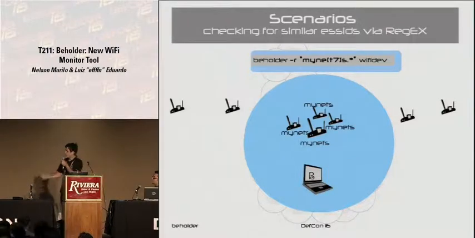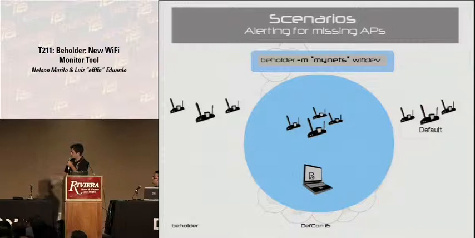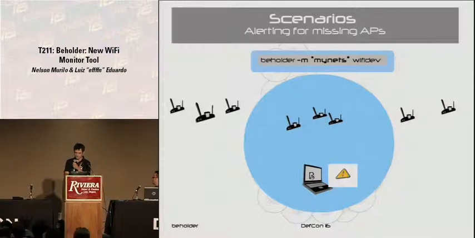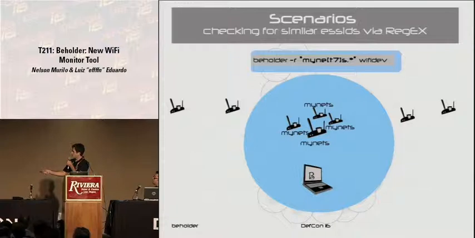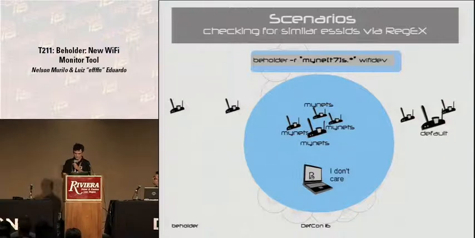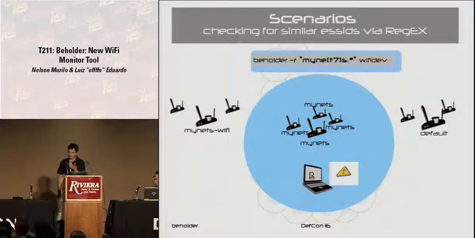Another scenario: I can use a regular expression, both for the missing or disappearing case and to check if some similar SSID appears in the environment. If some other SSID appears, I don't care. But if someone creates a network that matches my regular expression, Beholder alerts about that.